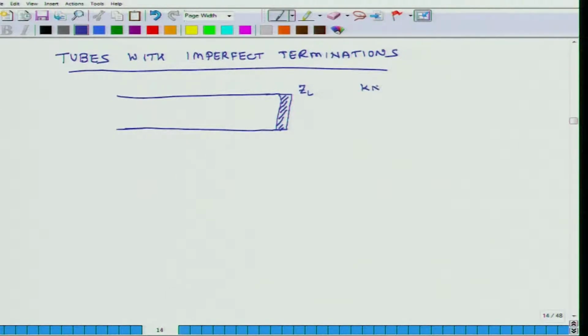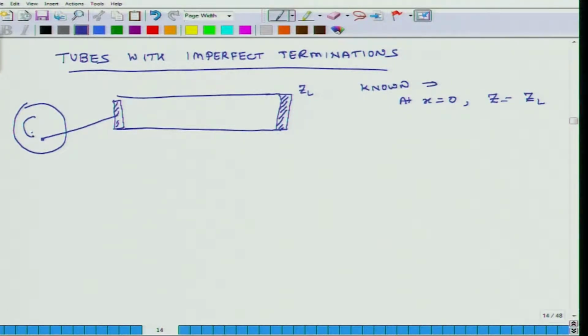So what is known is that at x equal to 0, Z, that is specific acoustic impedance, equals some value ZL. How we will measure this ZL, we will discuss in the next lecture, but at least today we will introduce this notion of imperfect termination, and we want to see what kind of mathematical relations govern this tube. So once again, this end is being excited by a piston, and this is x equal to 0, this is x equal to minus L, this is my positive x. The sound is traveling like this.